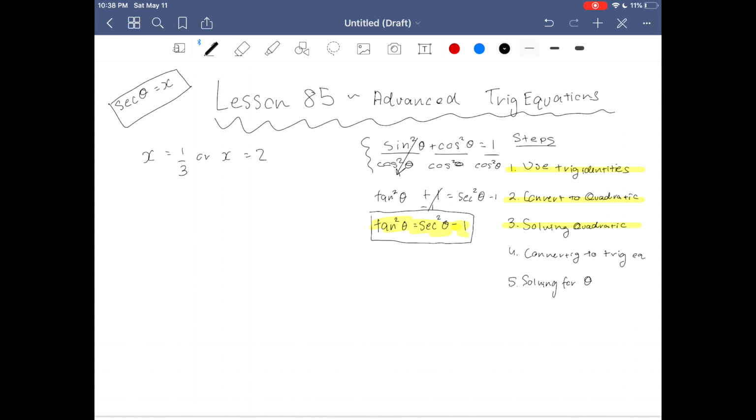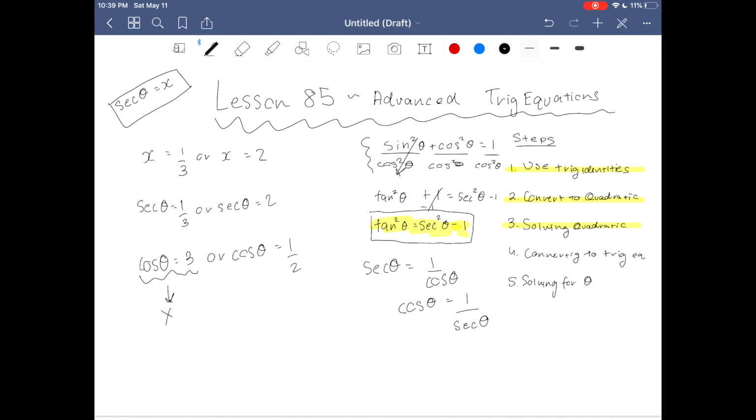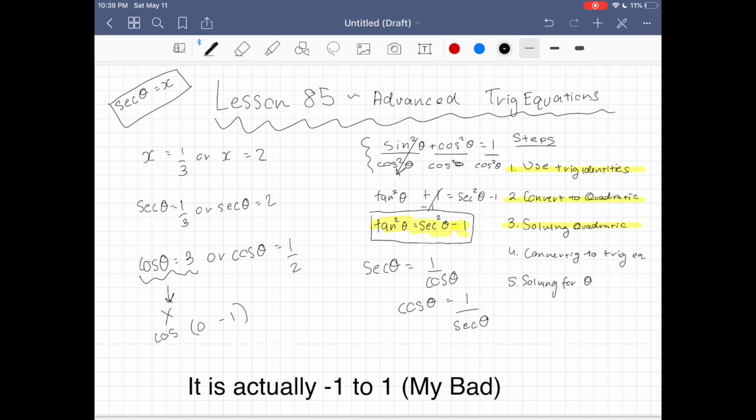So since secant theta is equal to x, secant theta is equal to 1 over 3 or secant theta equals 2. And since secant theta equals 1 over cosine theta, now we can substitute the secant for 1 over cosine, essentially. So you got cosine theta is equal to 3 or cosine theta equals 1/2. And now once you see this, you know that it cannot be true because cosine exists only from 0 to 1, because you have 1/2, you have root 3 over 2, but you never have a cosine value which is greater than 1. So this does not work.